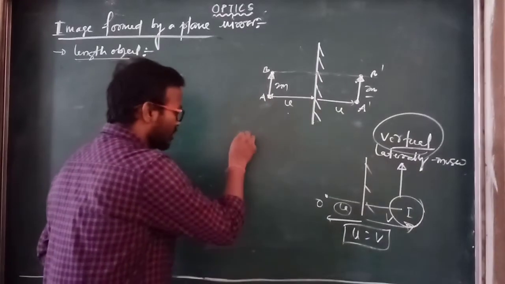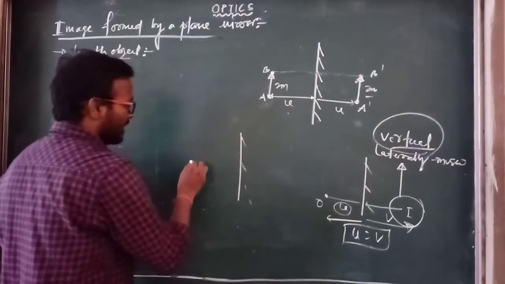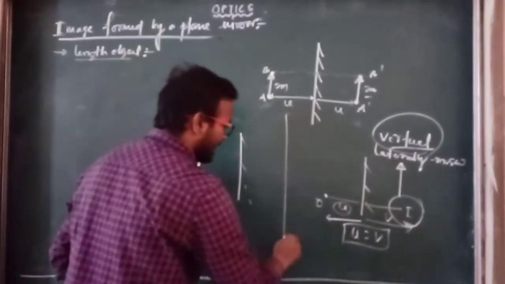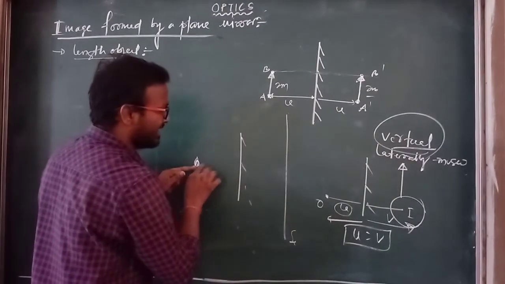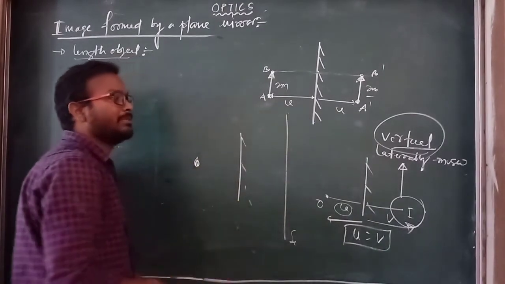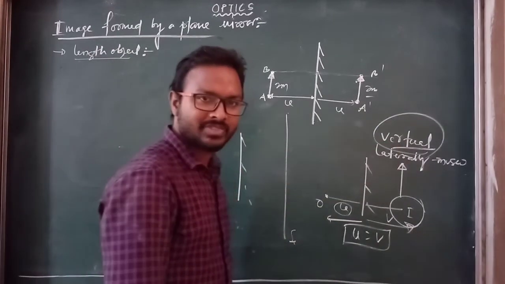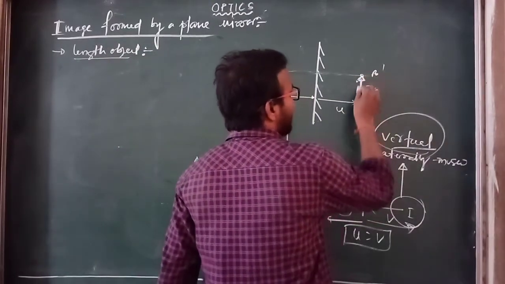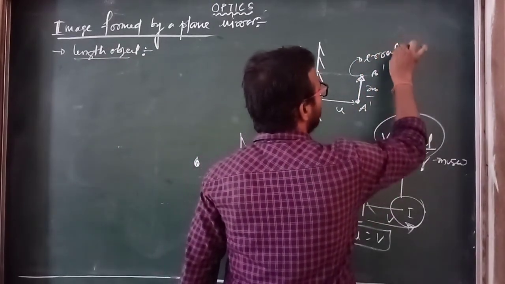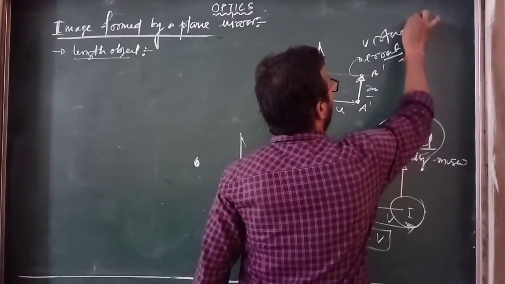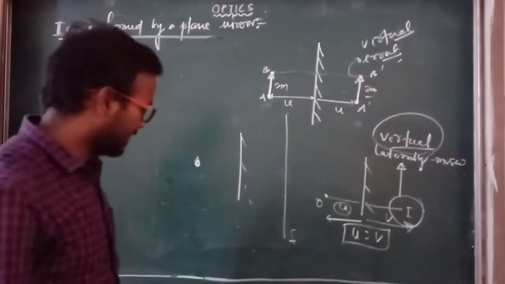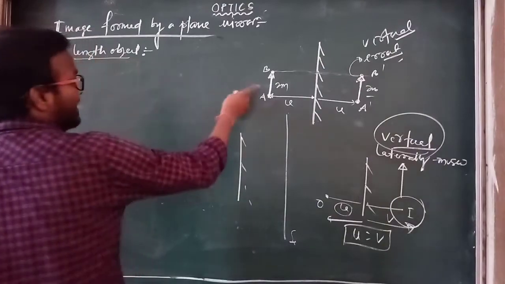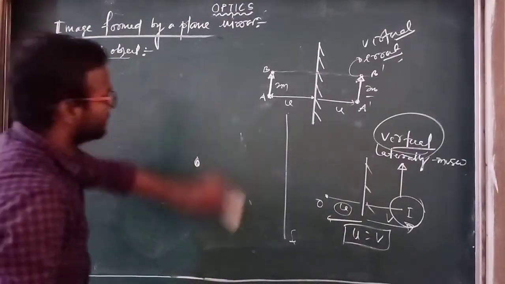Clear? Virtual means, suppose there is a plane mirror and a point object here. If we take a screen here, we cannot place this image on the screen, and that type of image is known as a virtual image. This is the direction of the object, and here also the image has the same direction, and this is known as an erect image. So this is a virtual and erect image. Clear? These are also characteristics of a plane mirror, and this is the length object.